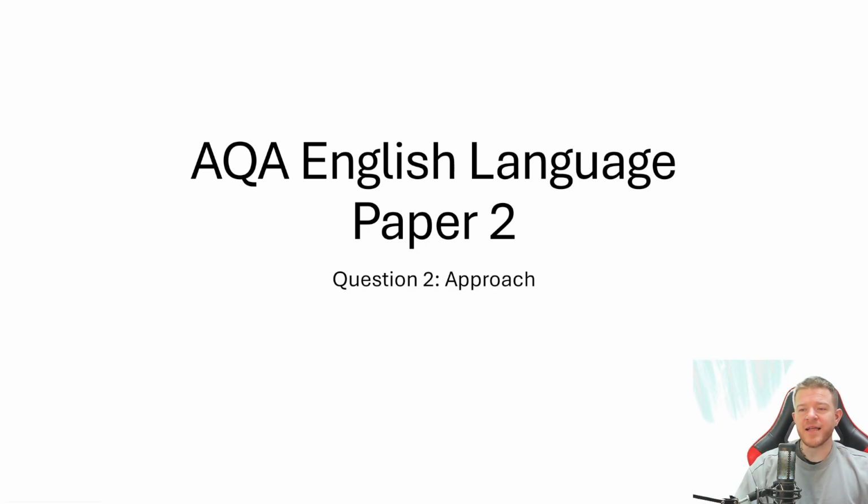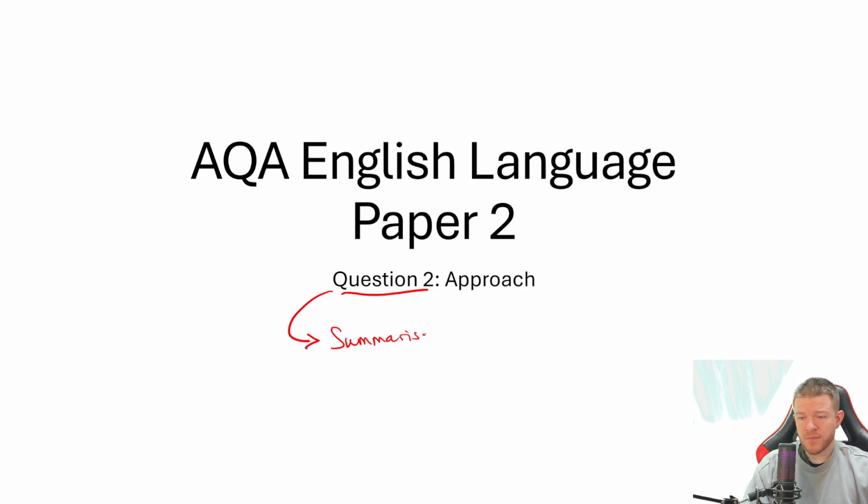Let's talk about AQA English Language Paper 2, Question 2, the approach. Question 2 is the one that asks you to summarize the differences. Very occasionally it will ask you to summarize the similarities. I've only seen that once in the entire time that this has been a question. So it's most likely to be summarizing the differences. The skill that you are applying is what we call synthesis.